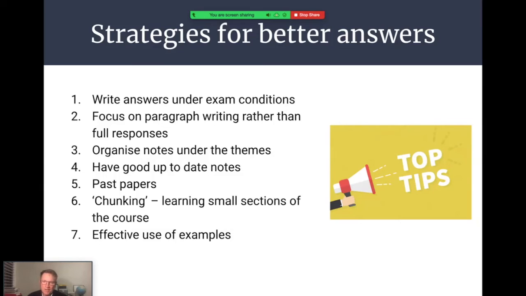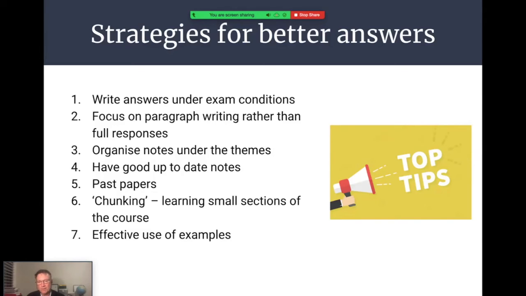Have up-to-date notes. It's really important to have recent cases, recent statistics, recent people's opinions, especially if we have to talk about reflecting community standards and expectations. We need to know what the standards are. We need notes which are up to date to know what they are. Attempt past papers. The more you can do that, the more you know what you're up for.